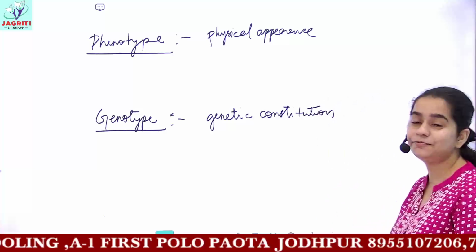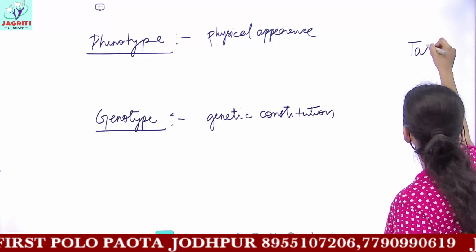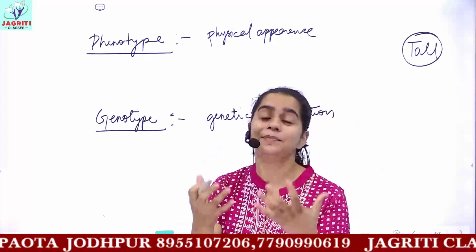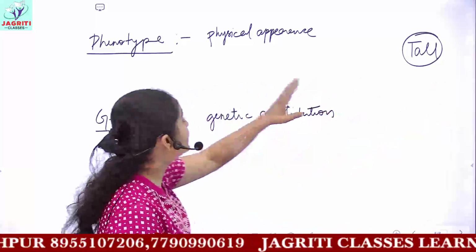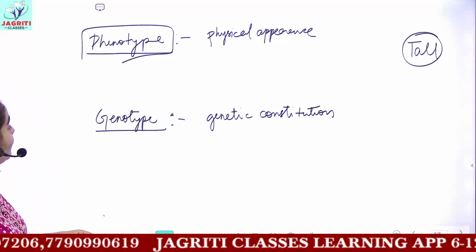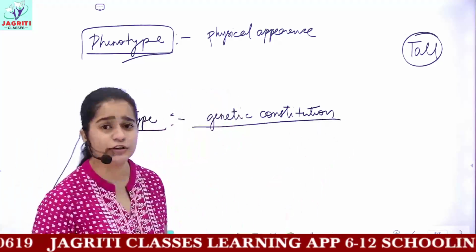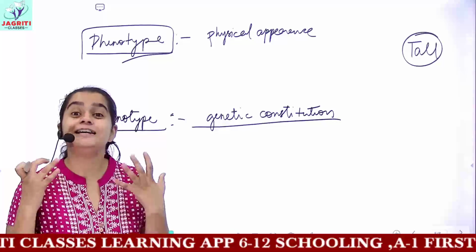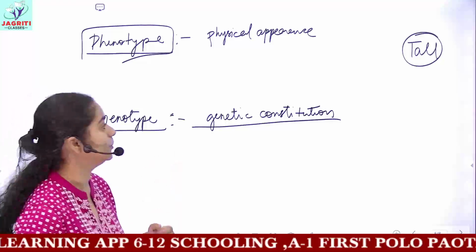So these are the differences. Phenotype means if I tell you that you have a tall plant, this is the appearance. Whenever you see a plant, it appears to be tall. So this tall character would be the phenotype of that plant. But talking about the genotype, that is the genetic constitution. What kind of genes does the plant have? What kind of alleles are present in this plant? This gives you the answer of genotype.